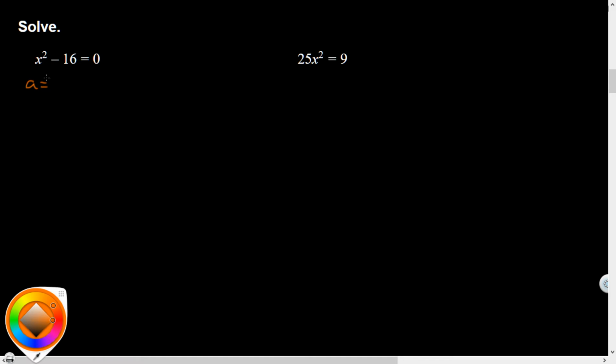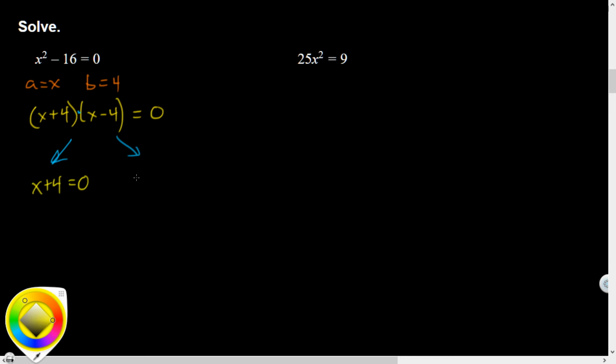A is equal to x. B is equal to who now? What are our thoughts? What's the square root of 16? 4. All right. And so I'm going to have x plus 4 times x minus 4. And don't forget, it equals 0 still here. And then according to the zero product property, 2 things multiply to be 0, therefore one of them must equal 0. And let's alley-oop it to our past selves. How do I solve those equations?